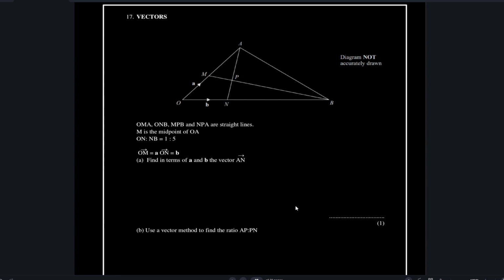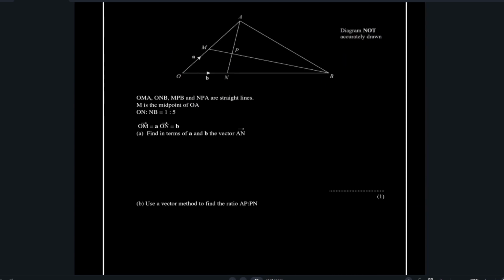Find in terms of A and B vector AN. So we have just identified that this is 1 to 1, so meaning this is also A. This is 1 to 5, so this is 1 and this one is 5. So meaning this part here we can say AN.